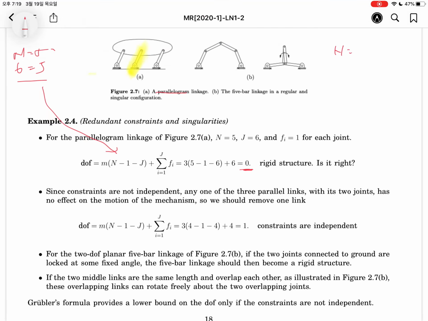Let's count. Okay, I'm sorry. The n is 1, 2, 3, 4. J is 1, 2, 3, 4. It will provide 1 degree of freedom. It's the correct answer. As mentioned before, constraints should be independent. Okay.